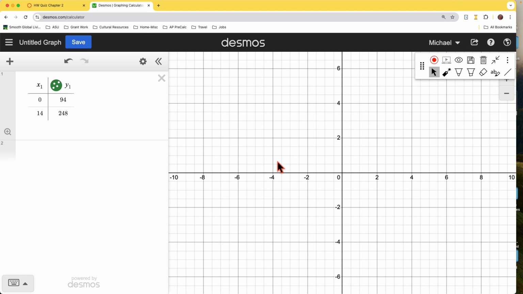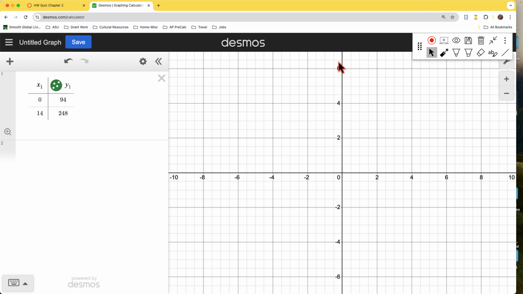Now, Desmos was plotting these with a green dot, but we don't see them. And why don't we see them? Well, our graph only goes up to about 7 or 8, and it goes over to 10 here in the x direction. Notice my x's are going from 0 to 14, and my y's are going up to 248.